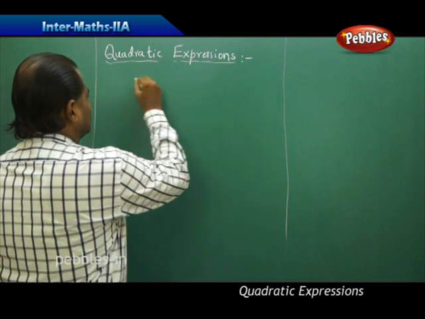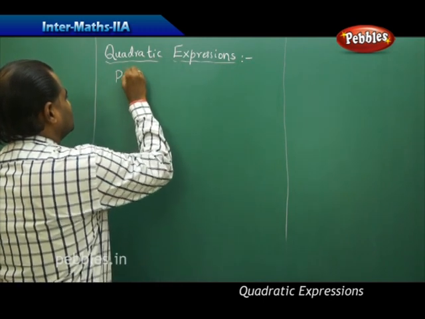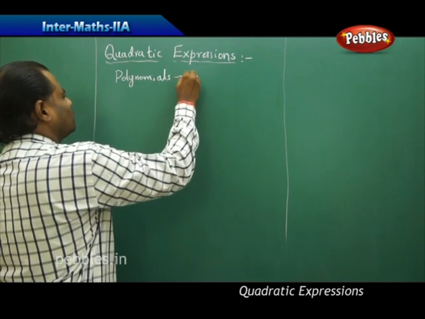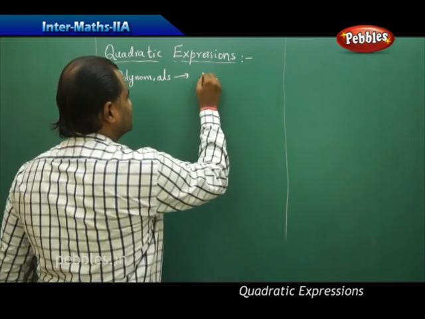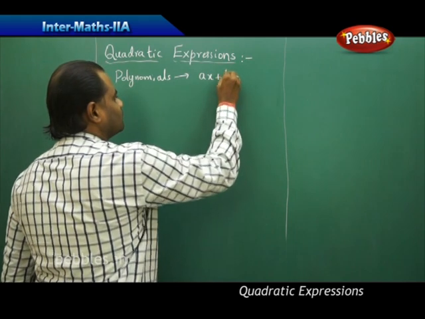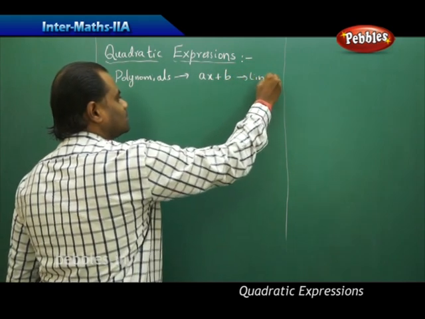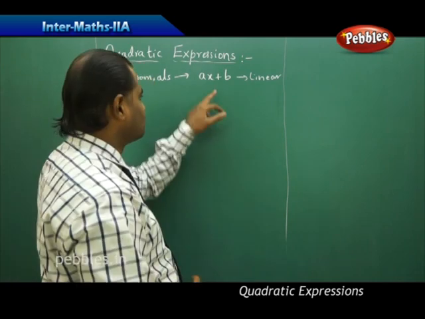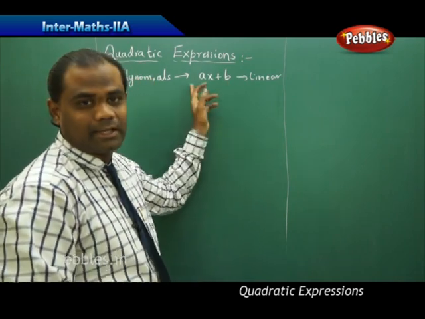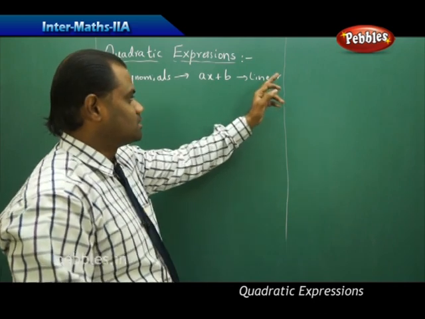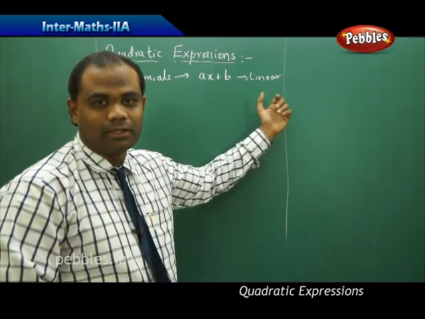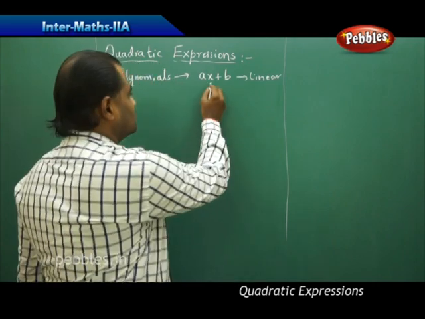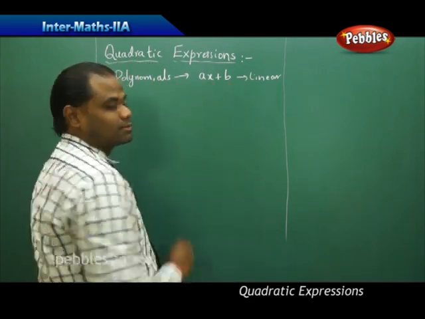So for example, I take a polynomial. The various types of polynomials, say I take the linear polynomial ax plus b. We all know that this is a linear polynomial in one variable x because I found only one variable x in the entire expression. So this is a linear expression or a linear polynomial in one variable x, which is the unknown in this expression, and a and b are the constants.